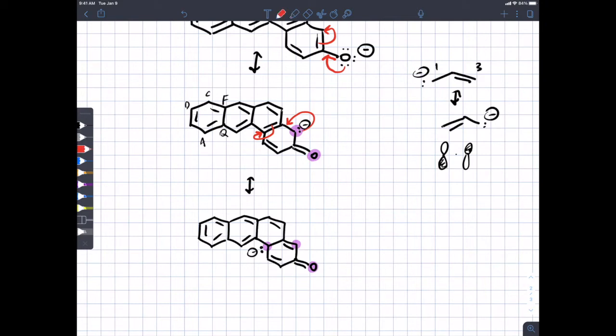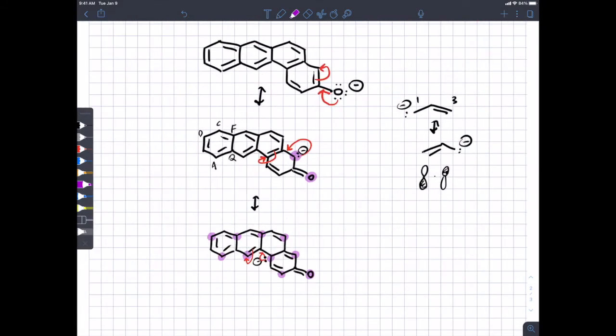I could move this lone pair here and move the pi bond there, and that would mean that that atom also shared the negative charge. Or I could take these electrons and move them here and then move these electrons there, and then this atom would have the negative charge. At this point, I've learned the pattern, and all I need to do is alternate atoms, and it's done. Okay? I didn't draw all the resonance structures. I drew two.